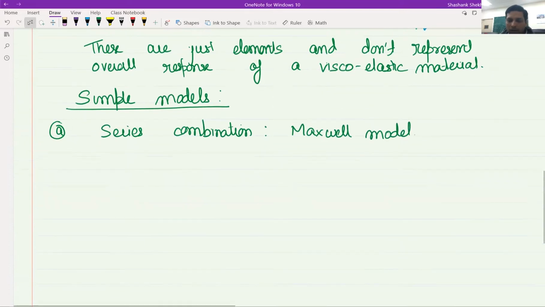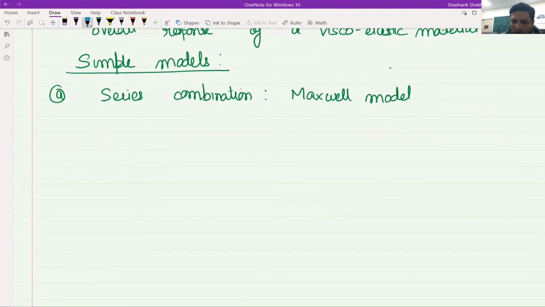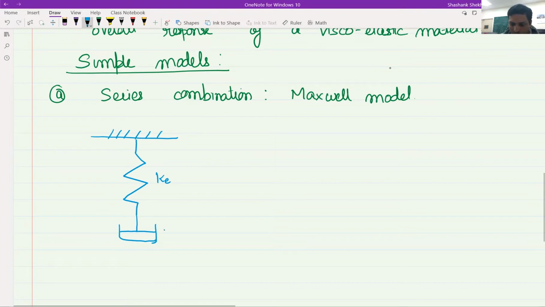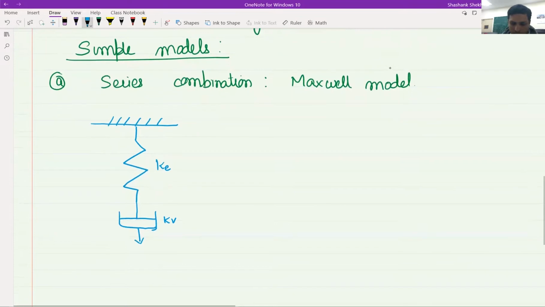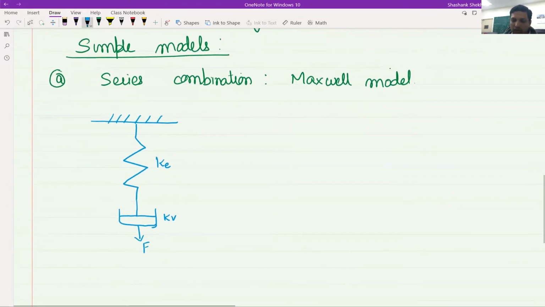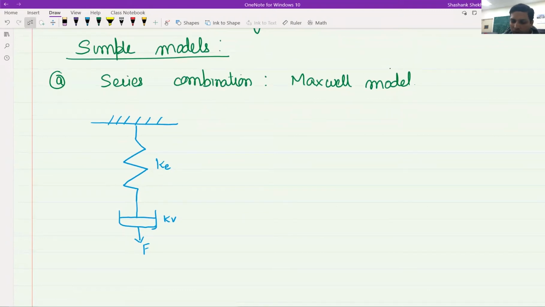So this, as the name suggests, here we are assuming that there is a spring component and there is a dashpot component, which are put together in series. So here the constant is Ke, here the constant is Kv, here the force is being applied. So F is constant in both of these.